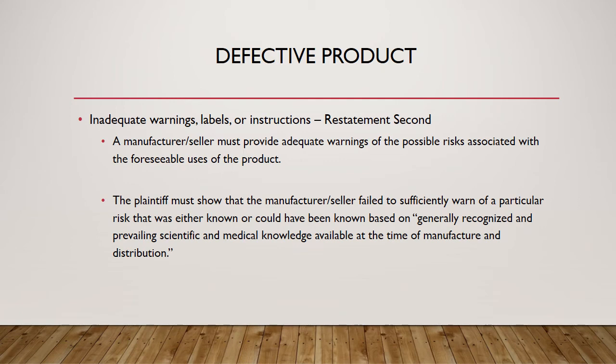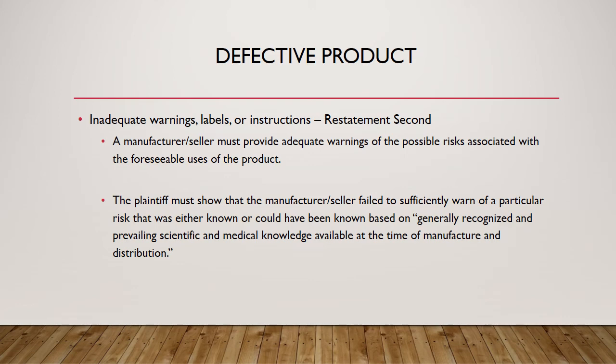Therefore, if they fail to warn about something that's learned 2 years down the road as a potential consequence or risk of a product, they don't have a duty, or they didn't inadequately warn about that because it wasn't known then. They're only liable, and they're only obligated to warn for things that were known or could have been known based on the information available at the time of manufacture and distribution.